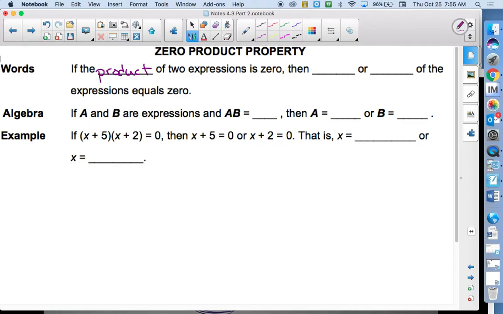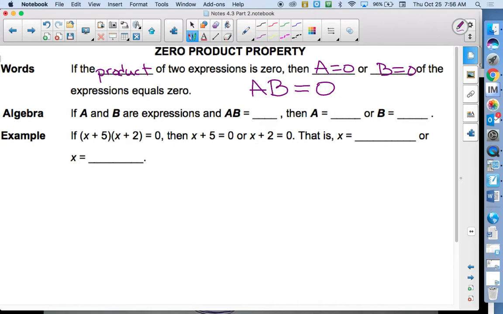Then A is equal to 0 or B is equal to 0. So if I'm taking A times B and it's equal to 0, that's what the product means. If both of them are equal to 0, the way you get 0 is either A is 0 because 0 times B is 0, or B is 0 because A times 0 is 0. Kind of makes sense. One of them has to be 0 if it has to equal 0.